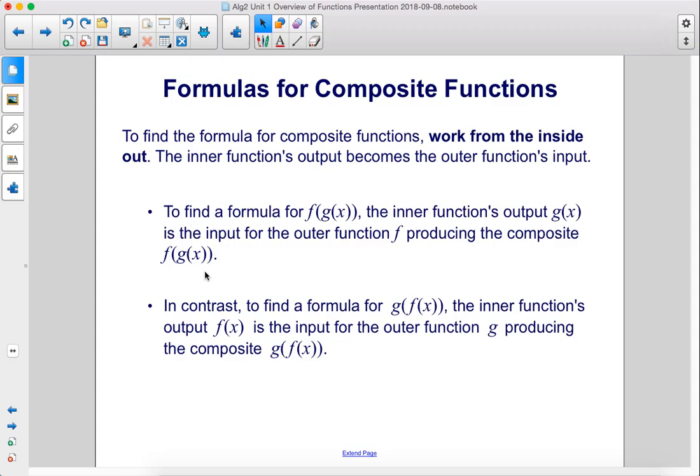In contrast, to find a formula for g of f of x, the inner function's output, f of x, is the input for the outer function g, producing the composite g of f of x.